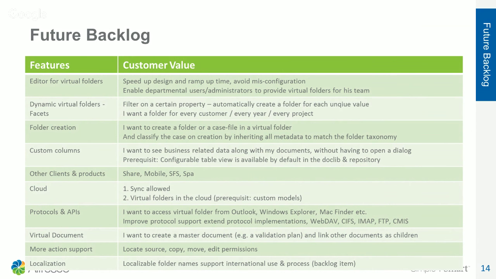So when you see the JSON file, you will immediately understand why the top feature here is an editor for virtual folders: creating virtual folders not by editing the JSON file, but using an editor tool. Another thing which you will probably come across when you use virtual folders, you will wish that you will be able to use a facet for a virtual folder.